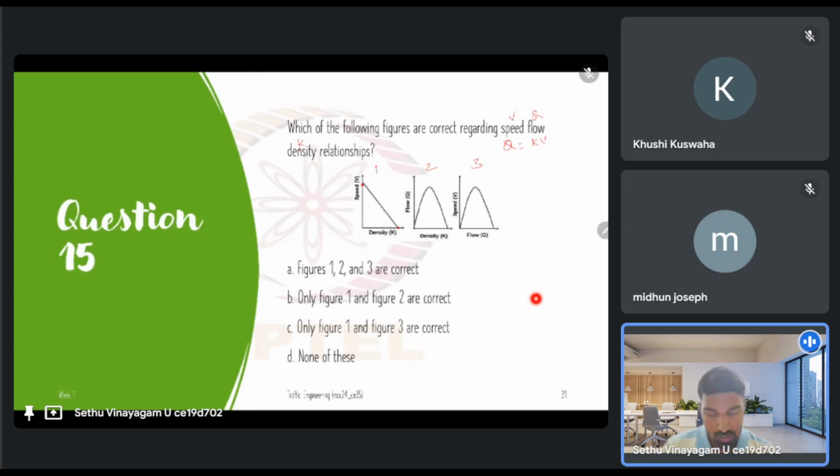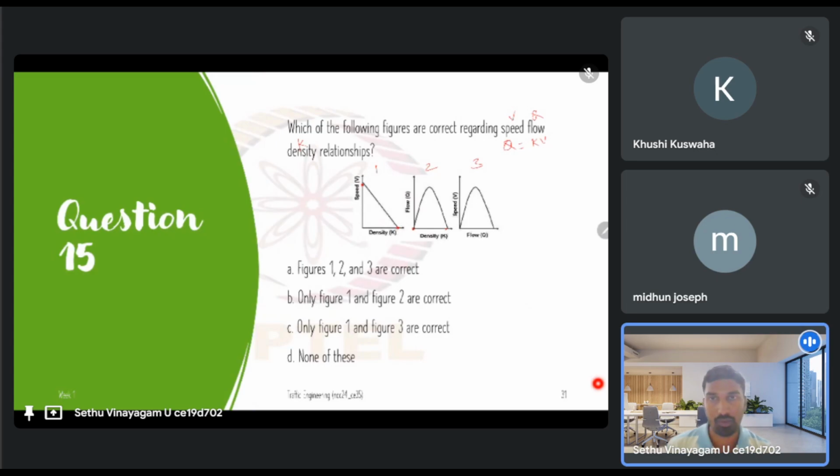Second, we are looking at the relationship between flow and density. At low densities, you will have low flows. When there is no vehicle on the road, you don't have flow either. What is flow? Flow is nothing but the number of vehicles crossing a particular point or location per unit time. If the density is low, fewer vehicles will be crossing that location. On the other hand, when the density is near jam conditions, the flow will also reduce because the speeds will drop. From the previous relation, we know speed is low.